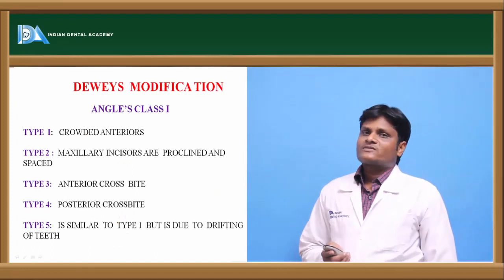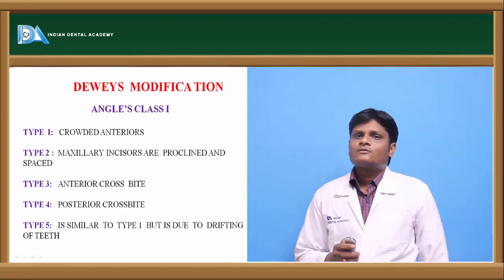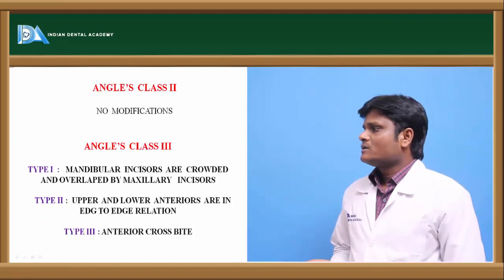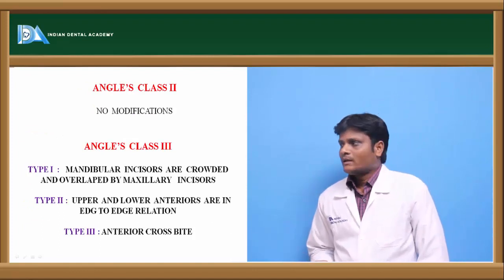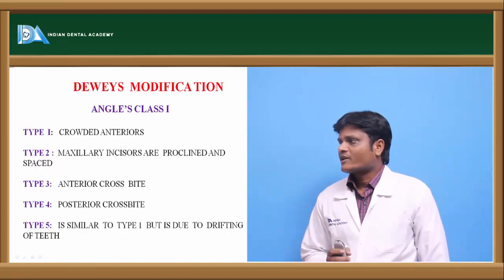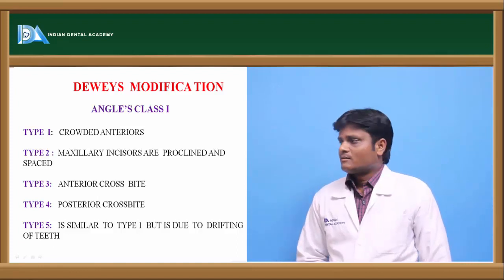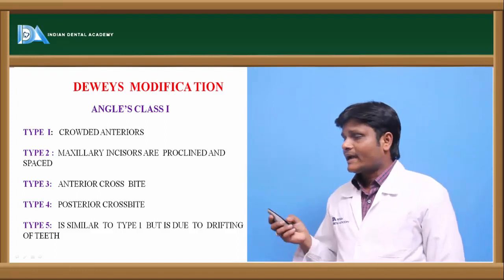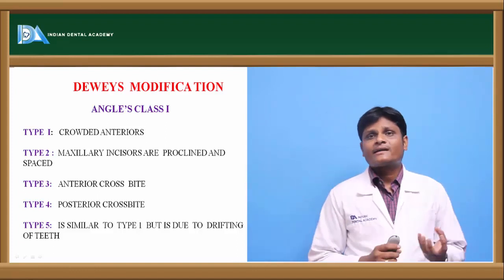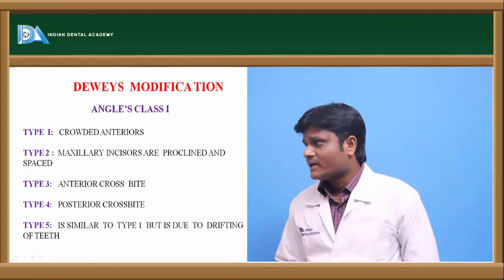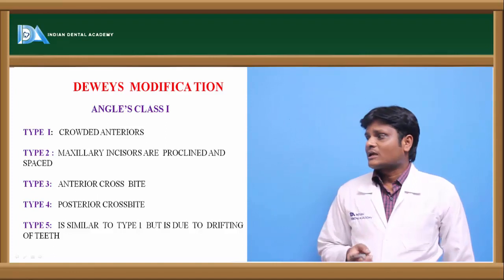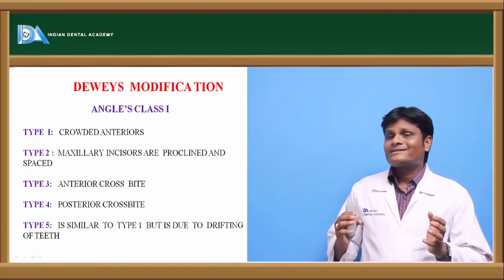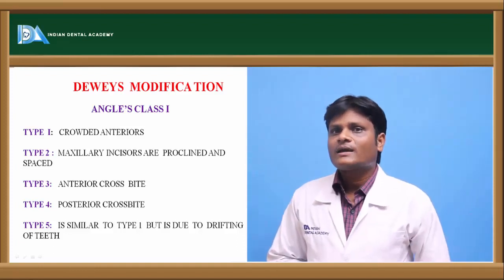Now coming to Dewey's modification, Dewey has given 5 modifications to Angle's class 1, no modifications to class 2, and 3 modifications to Angle's class 3. Coming to Angle's class 1 Dewey's modifications, we have type 1 where the anteriors are crowded, type 2 where the maxillary incisors are proclined and spaced, type 3 where there is an anterior crossbite, type 4 where there is a posterior crossbite, and type 5 where it's similar to type 1 but it is not due to rotations, rather it is due to drifting of the teeth.